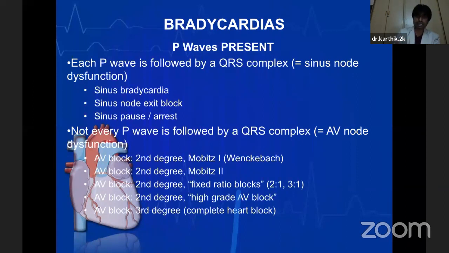Okay, then coming to the second type, the Mobitz type 2. In the Mobitz type 2, you have every P wave followed by a QRS complex, but at random, some of the P waves are not followed by a QRS complex. They are dropped. So both come under the class of second degree heart block.